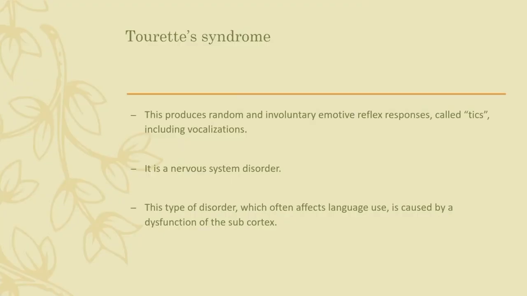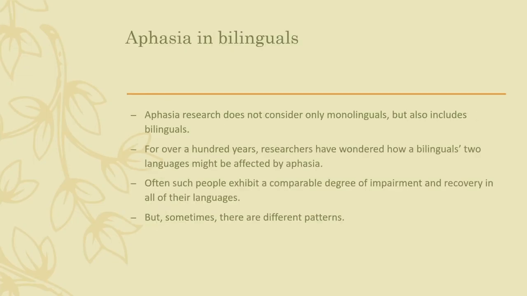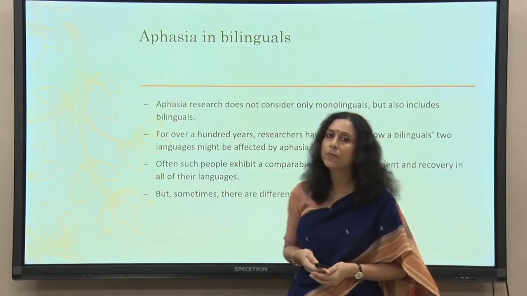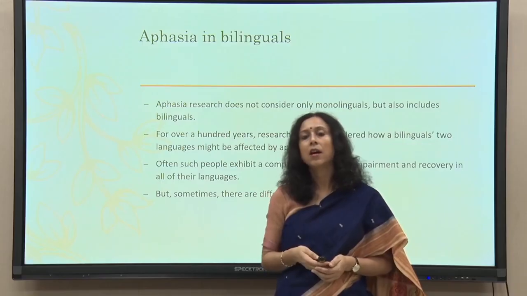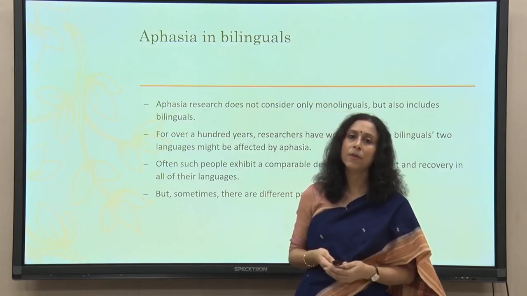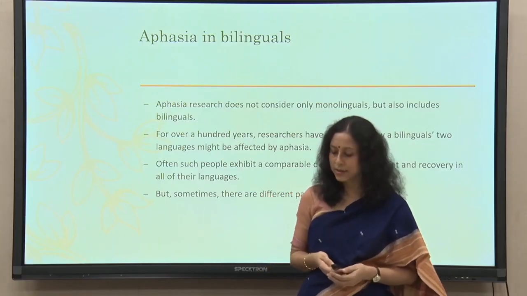So, this type of disorder, which also quite often affects language use, is caused by a dysfunction of the subcortex. So, that is the neural correlate of Tourette syndrome. Now, aphasia research, though it has largely been dependent upon data from monolinguals, there have also been some investigations of the same problem in the case of bilinguals and polyglots as well.